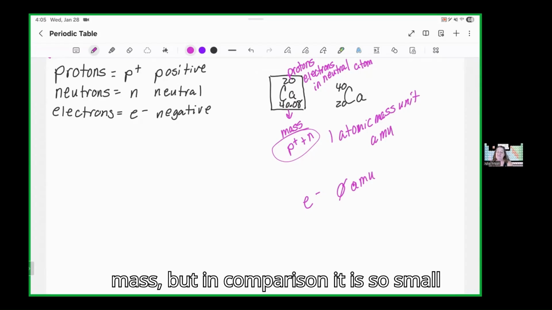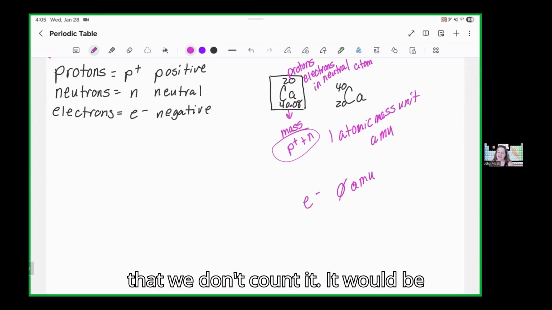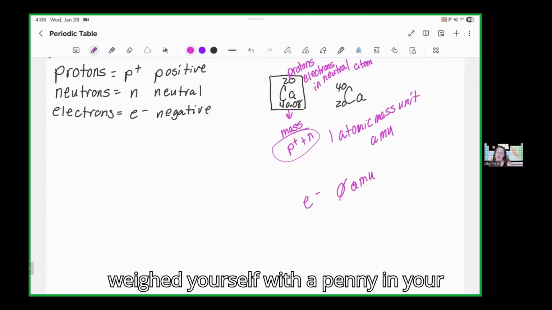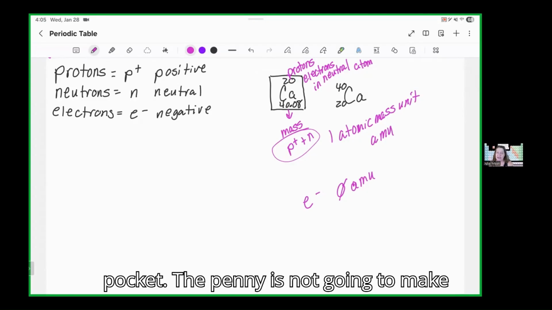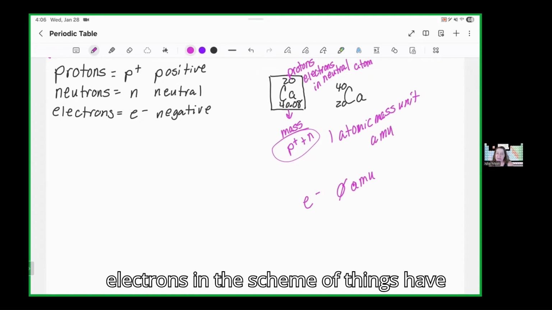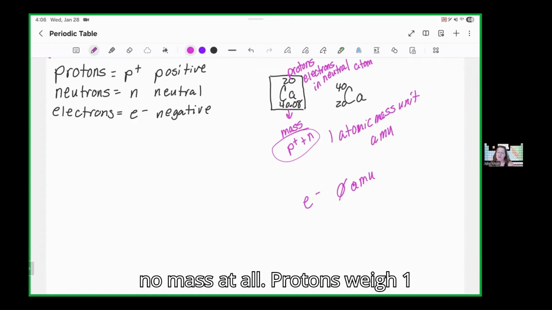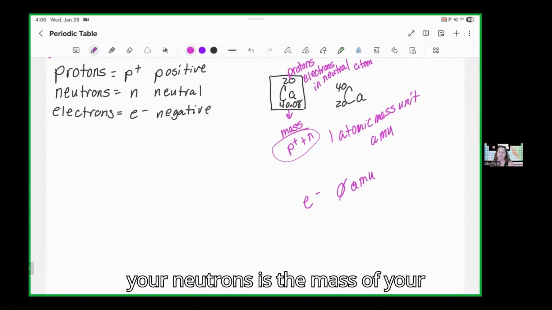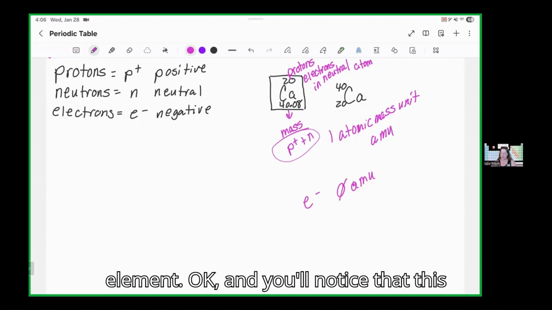I mean, they do have a mass, but in comparison, it is so small that we don't count it. It would be like if you weighed yourself and then you weighed yourself with a penny in your pocket, the penny is not going to make a difference compared to your mass. So electrons in the scheme of things have no mass at all. Protons weigh 1, neutrons weigh 1. So your protons plus your neutrons is the mass of your element.